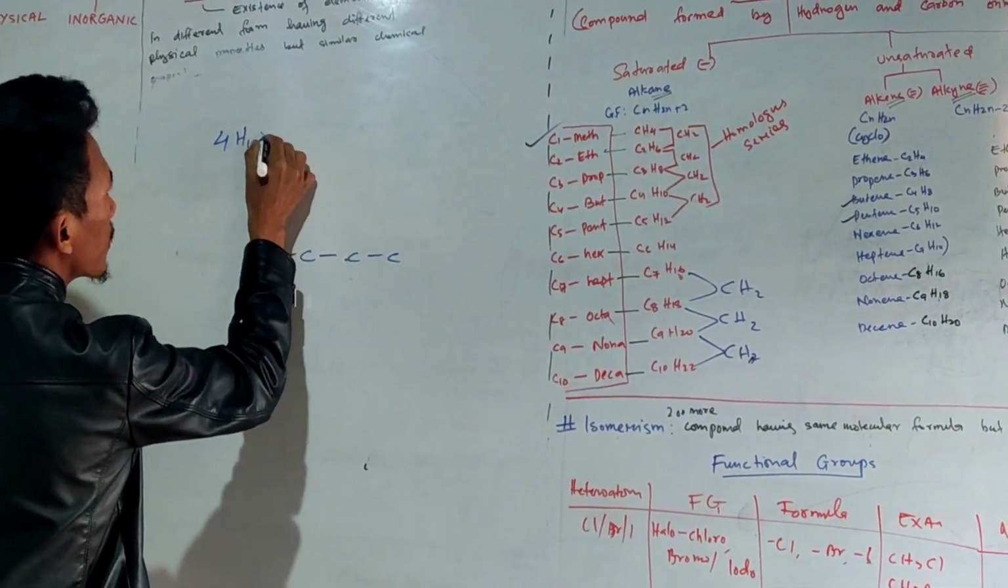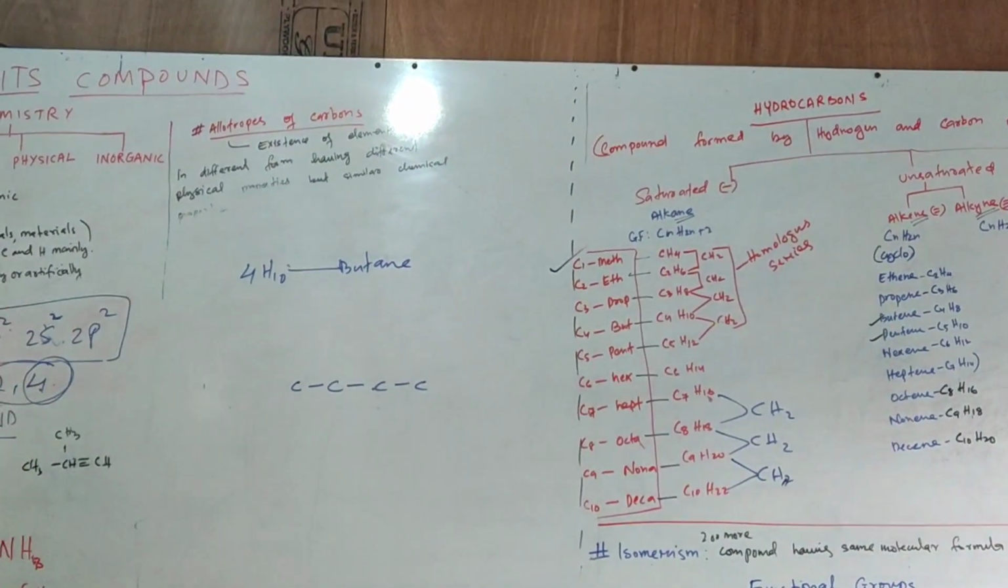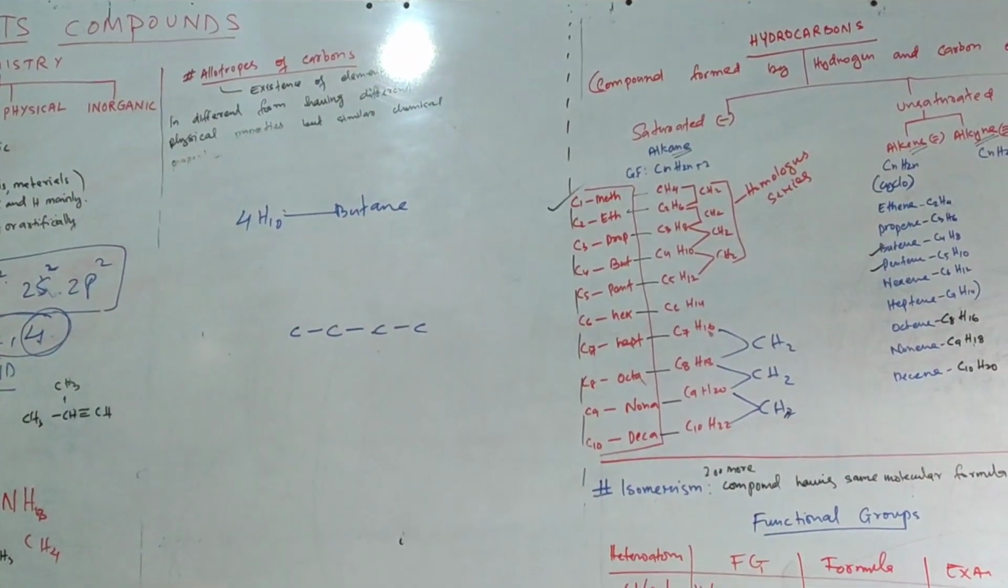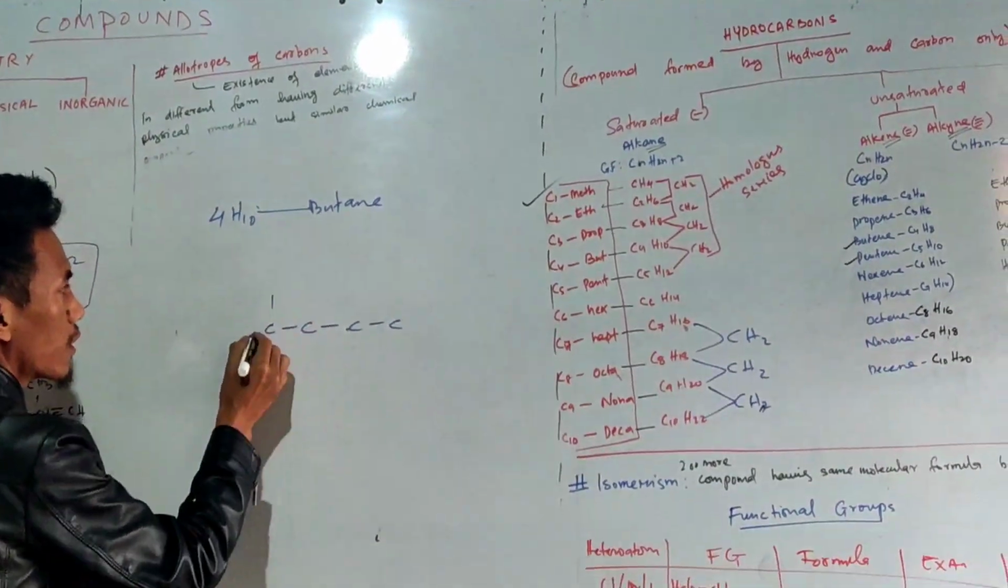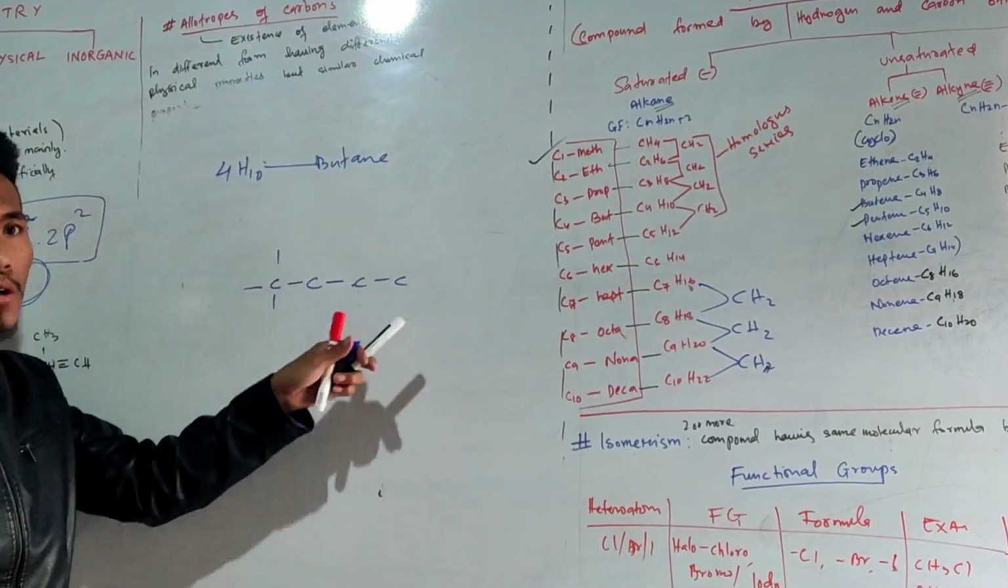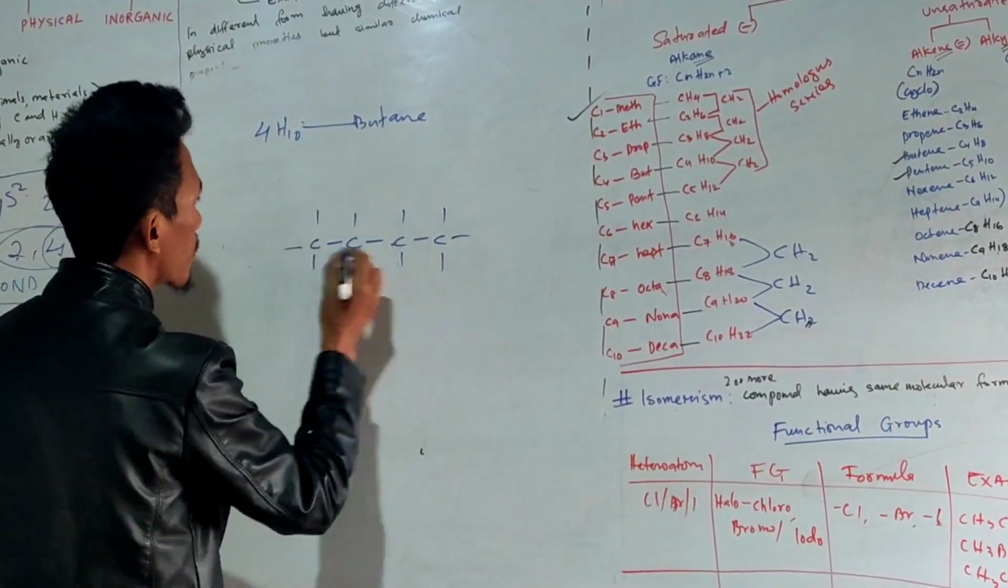C4H10 is butane. Now let's try to draw the possible structure of butane. Now, this is a straight chain. When carbon arranges in this way, we call it a straight chain, or long chain.